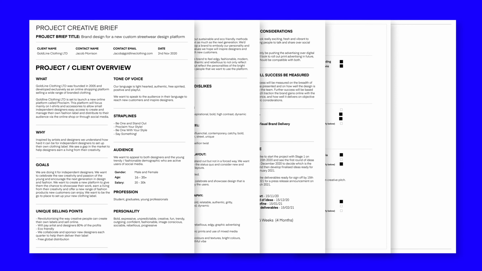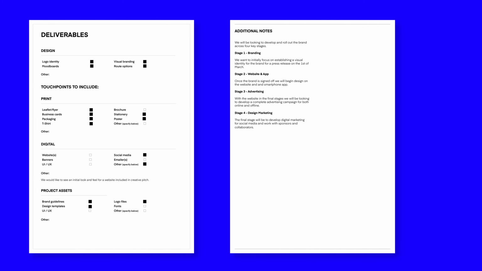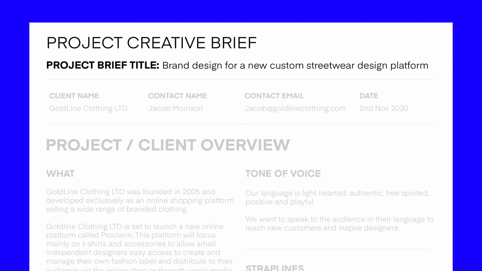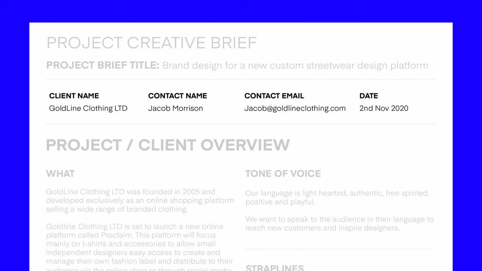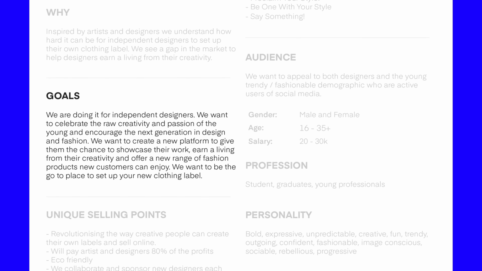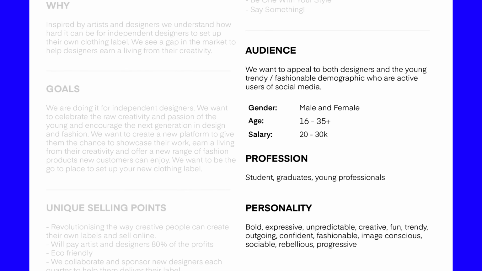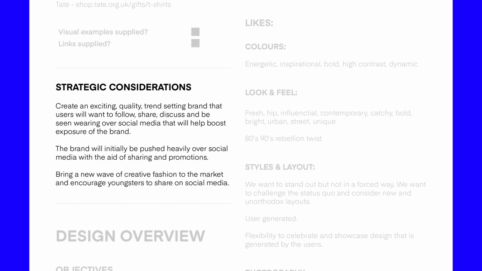So here's a typical brief including all the criteria to adequately inform a designer before starting a project. So the title of this brief is Brand Design for a New Custom Streetwear Design Platform, and starts with the client details at the top and then goes straight into the project client overview. For the sake of the length of this video, I won't read all of this, but I'll just touch on the key details. So here we have information supplied for what, why, goals, unique selling points, tone of voice, straplines, audience, competitors, and strategic considerations.